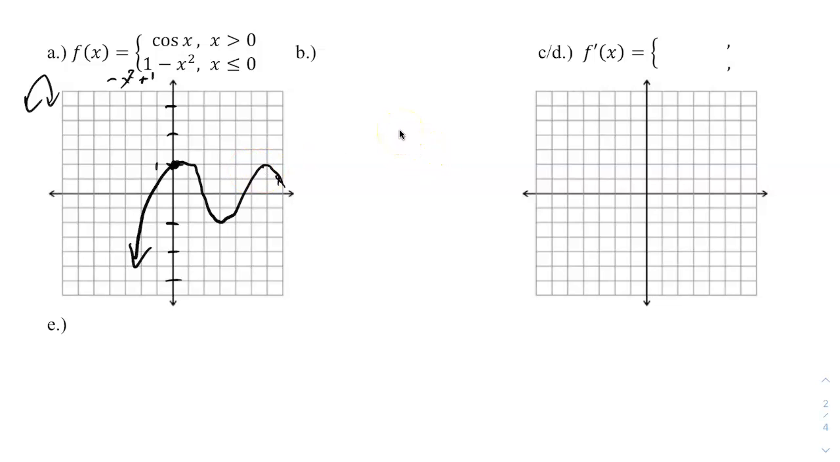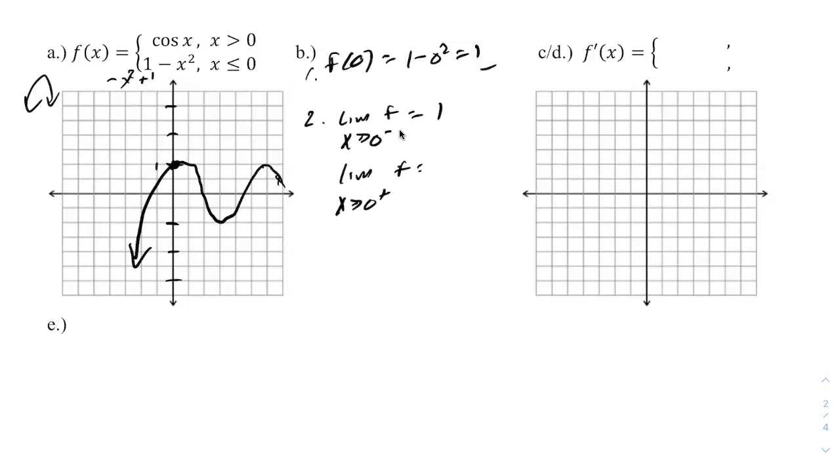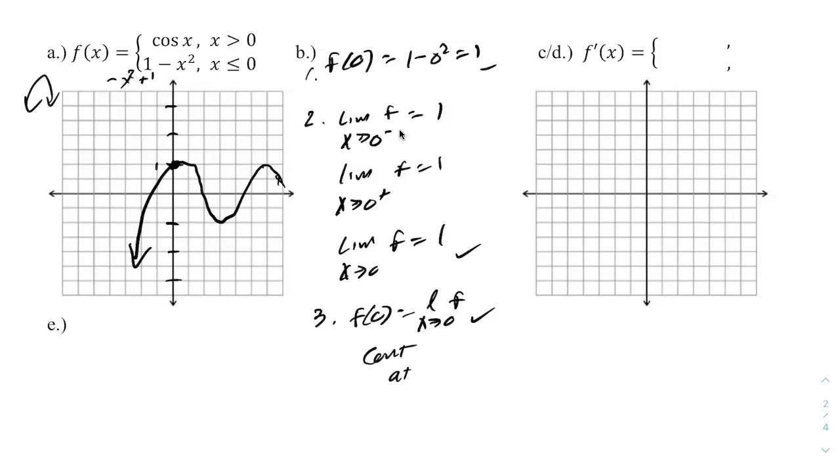So second, we've got to go through 3 steps now. We've got to find f of 0, which plugs into the bottom one, and that is 1. Check. 2 is the limit as x approaches 0 from the left of f, which equals 1. The limit as x approaches 0 from the right of f also equals 1. So the limit as x approaches 0 of f equals 1. Check. So 3, f of 0 equals the limit as x approaches 0 of f. So it is continuous at x equals 0.